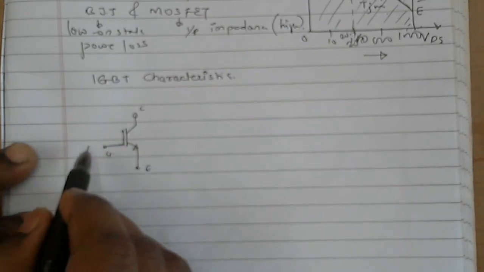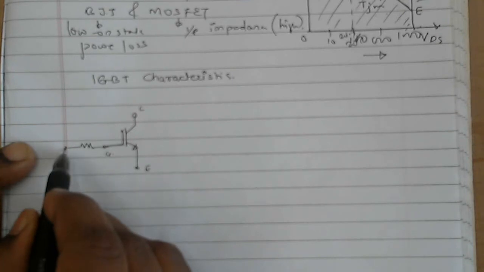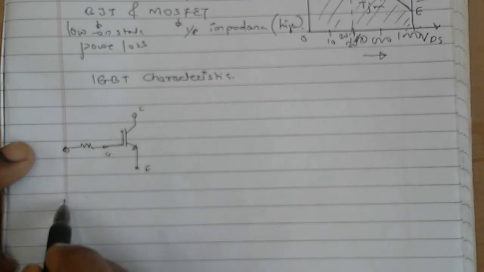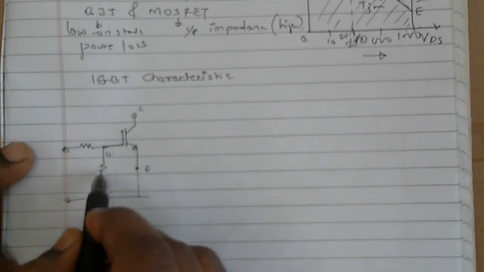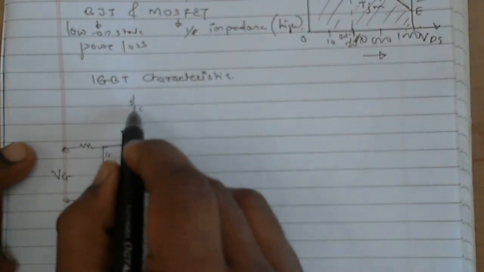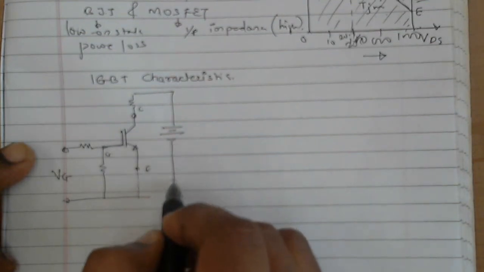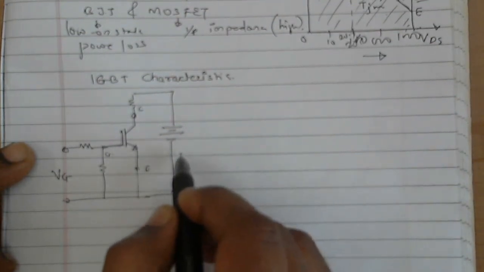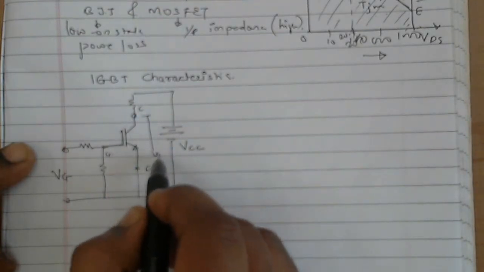Now for characteristics I will complete the circuit. For the gate there is one resistance. This is the gate voltage. This is VCC, VCE.